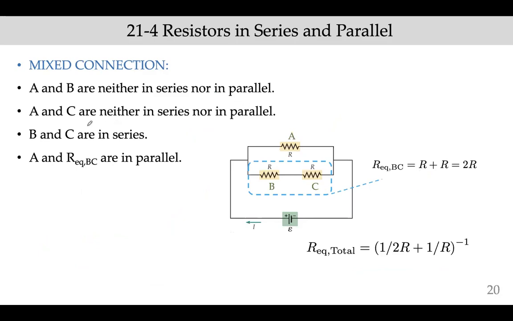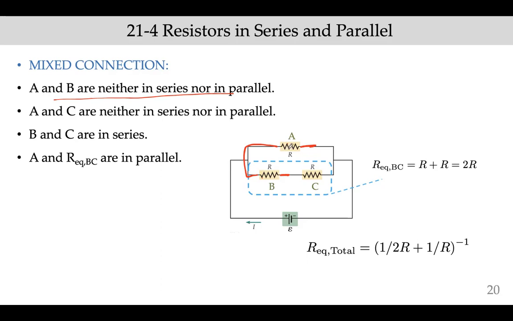So here, let's take a look. A and B are neither in series nor in parallel. A and B sort of look parallel, but they are not. These ends are connected, that's good. But as you can see, this terminal of A and this terminal of B are not directly connected. There is C in between. So for that reason, they are not in parallel.